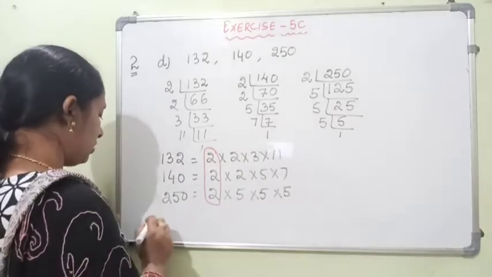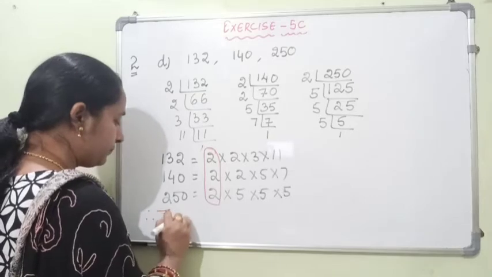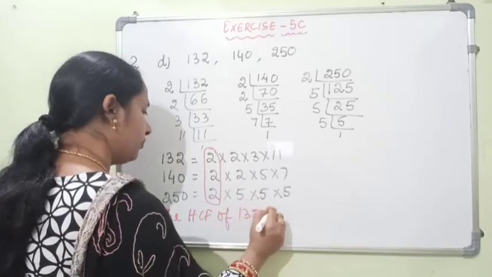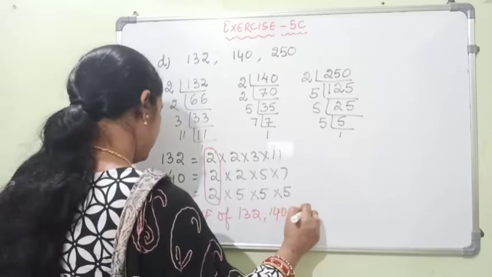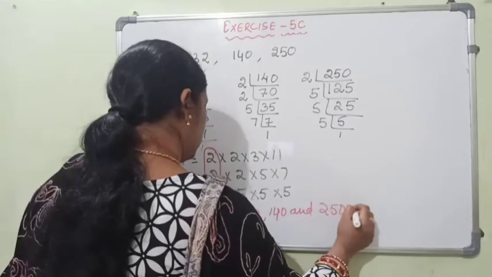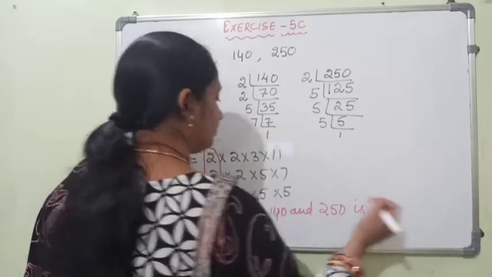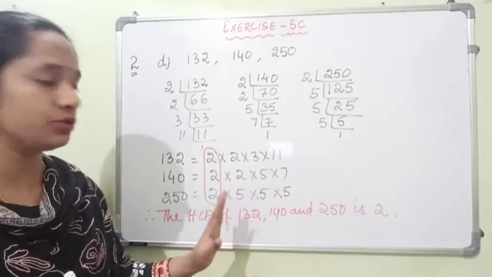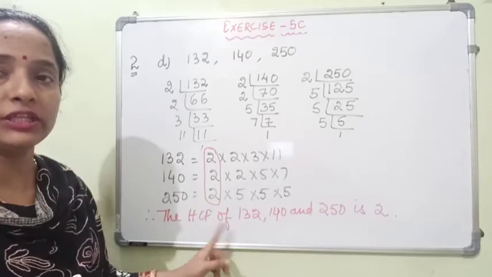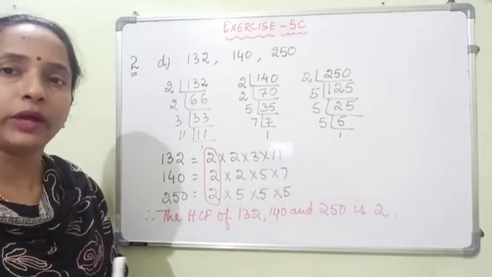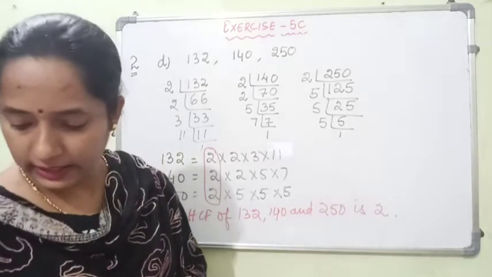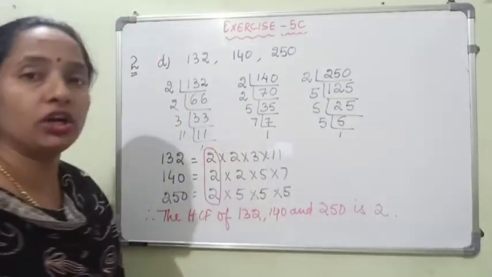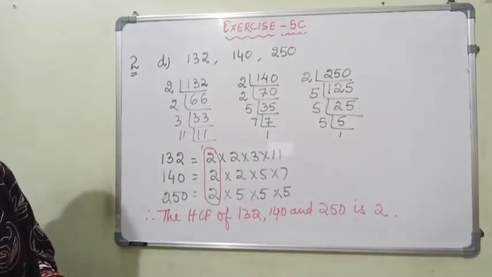So, what we will do now? Therefore, the HCF of 132, 140 and 250 is 2. Only one 2 we got as a common factor of all these three given numbers. So 2 is the HCF of 132, 140 and 250. Then the next question is given, find the HCF by long division method. So let us do that one.